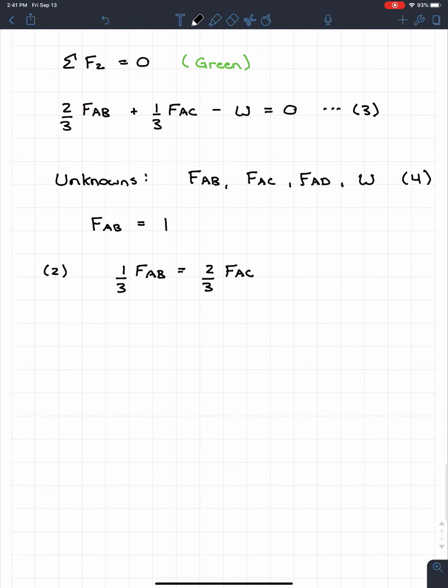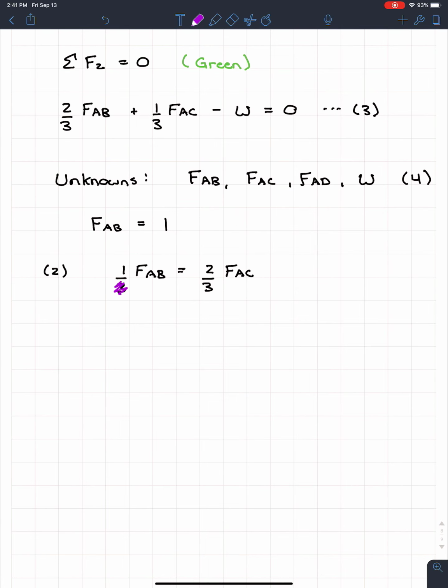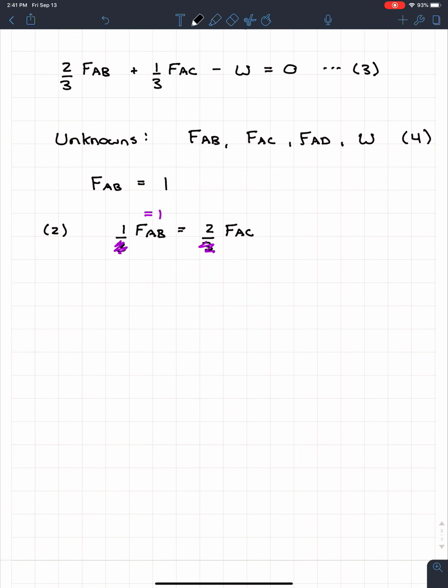So from there, I can just do some quick things real quick. I know that the 3's are on both sides. I can cancel them. And I also know that FAB is equal to 1. So just kind of writing this again, I know that 2 FAC is equal to 1. So from this, I can solve that FAC must be equal to 0.5. I just move the 2 to the other side. It's going to be 1 divided by 2. So now I have FAC. All right.